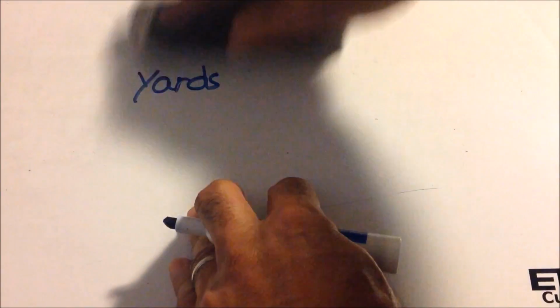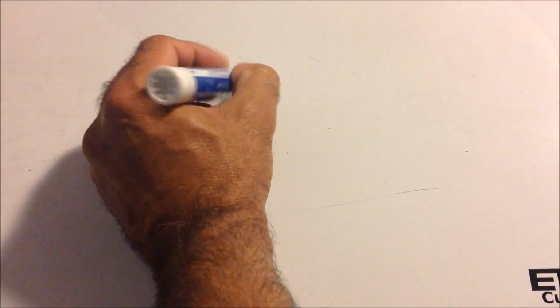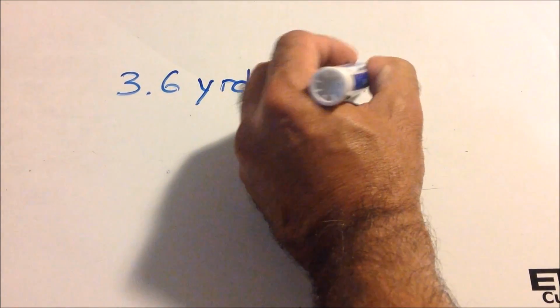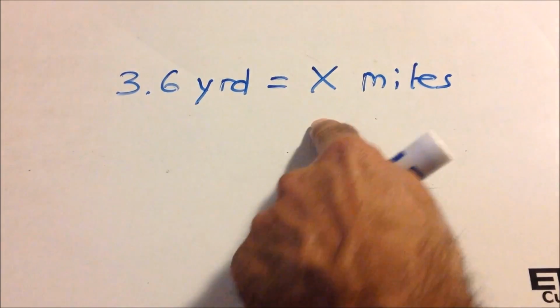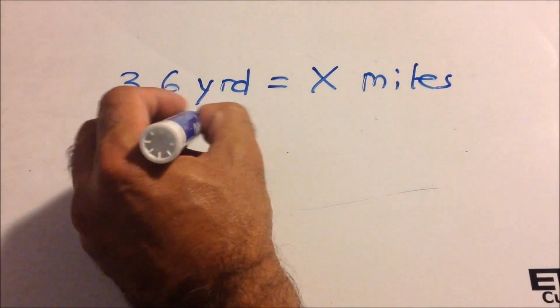Well, let's make it harder, actually. Let's say 3.6 yards equals how many miles? And if we don't know the number, we just put an X. That's the variable. So what's the first thing we need to know? What's the first step?